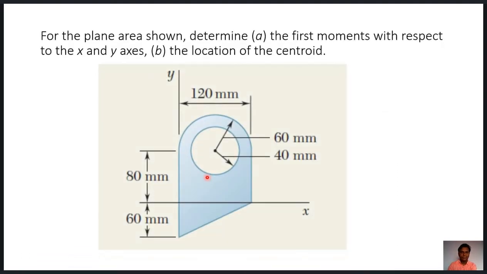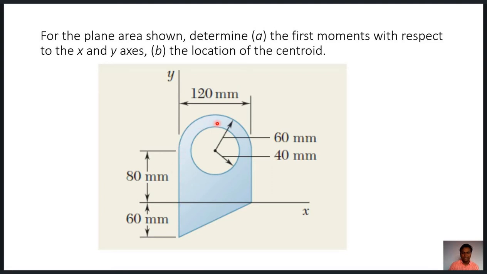Now see the example. For the plane area shown, determine first, the first moment with respect to x and y axis, and second, the location of the centroid. Here we can see this is one composite area, or a composite lamina, and an x and y coordinate system is given to us. The origin of this system is at this point.